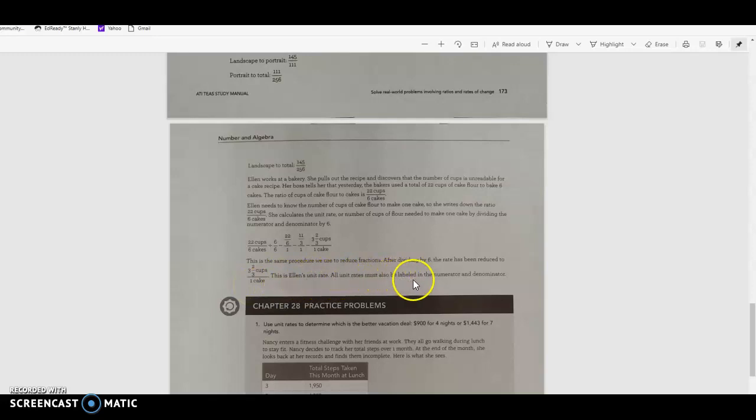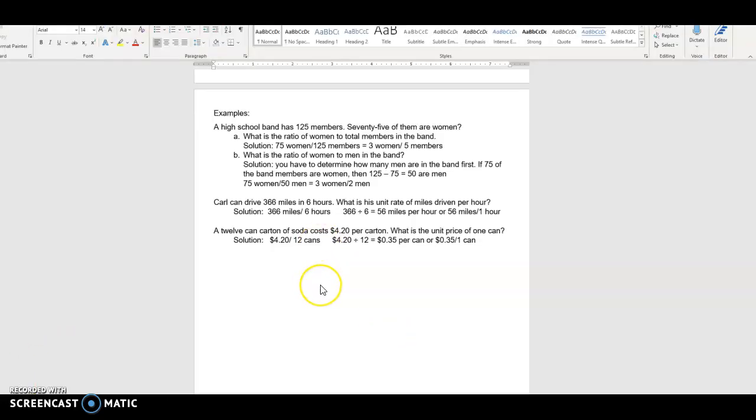So all unit rates must also be labeled in the numerator and the denominator as we've discussed before. Now I have a couple more ratios, rates, and unit rates worked out here in an example. So let's look at each one of these. A high school band has 125 members. 75 of them are women. So I want to know what's the ratio of women to total members in the band.